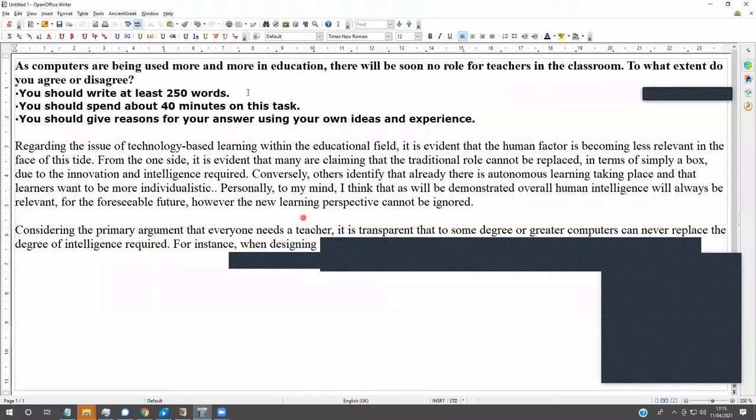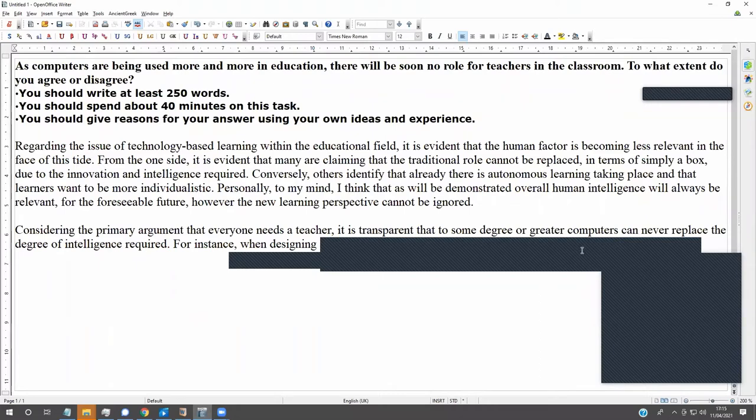Okay, so what I'm doing here is I'm just introducing it, stating the arguments and giving my perspective, what I'm going to argue. Then in the second paragraph, I'm going into more detail about the arguments from one perspective. The next paragraph will be arguments from another perspective, and then the last paragraph will be summing it all up.